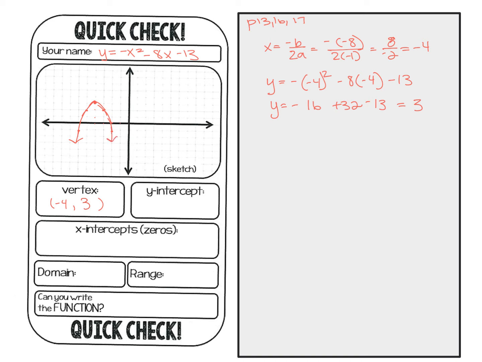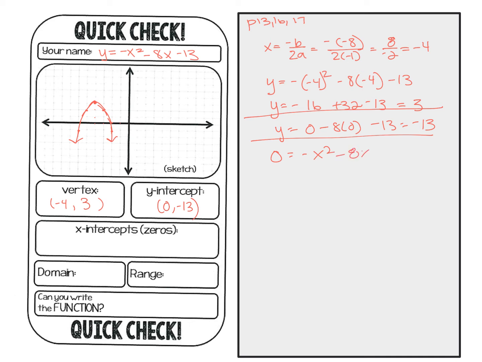Okay. So my y-intercept occurs when x is 0. So y equals, that goes to 0, minus 8 times 0 goes to 0. So I just get my -13, which is my c. So that would be my y-intercept. My x-intercepts are when I let y be 0.